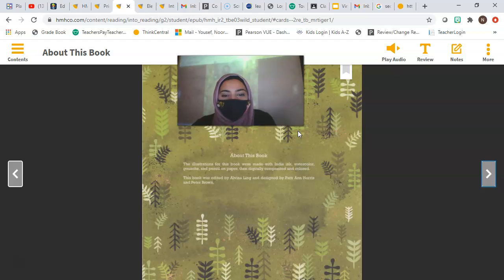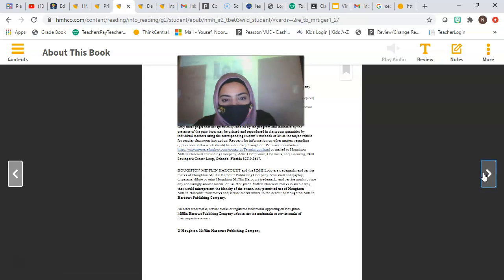The illustrations for this book were made with India ink, watercolor, and pencil on paper. This book was edited by Elvia Ling.